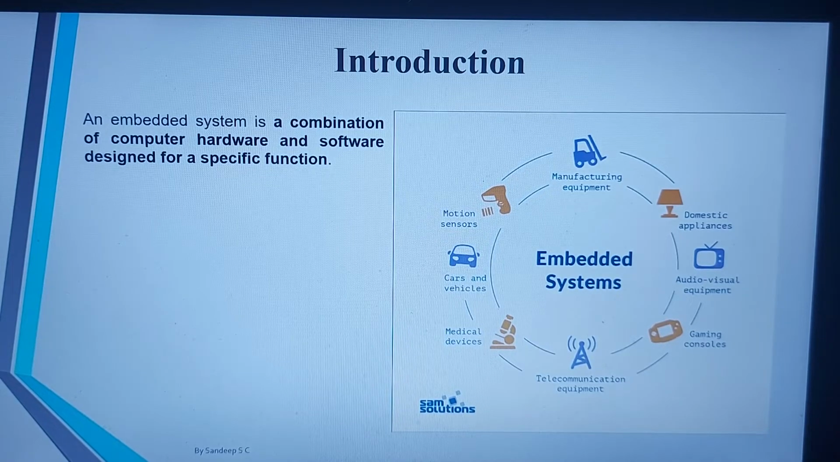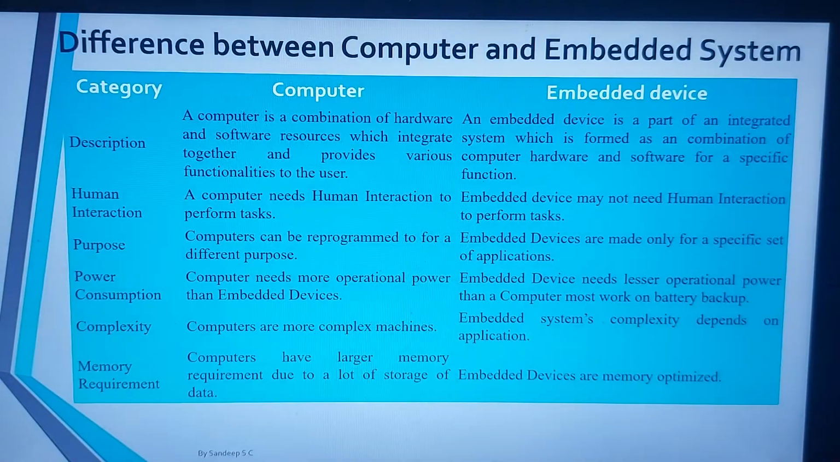So now we'll see how these embedded systems are different from general computers. If we observe the differences between a computer and an embedded system based on different categories or parameters, we can see a computer is a combination of hardware and software resources which integrate together and provide various functionalities to the user. Whereas an embedded system or embedded device is a part of an integrated system which is formed as a combination of computer hardware and software for a specific function.